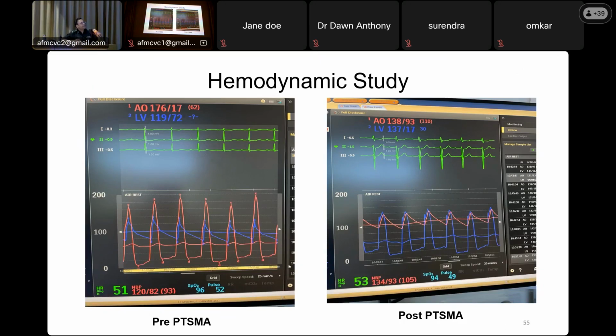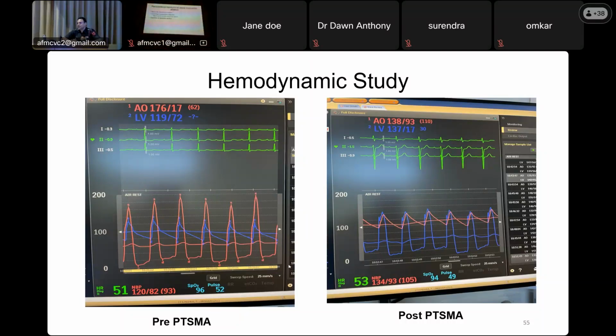So when we did the septal ablation, after that we got this type of hemodynamics. We can see here no gradient. So the LV pressure reduced because initially there was obstruction at the LVOT. When we did the ablation, that obstruction got resolved and there was no gradient. So this is the post-PTSMA hemodynamics.